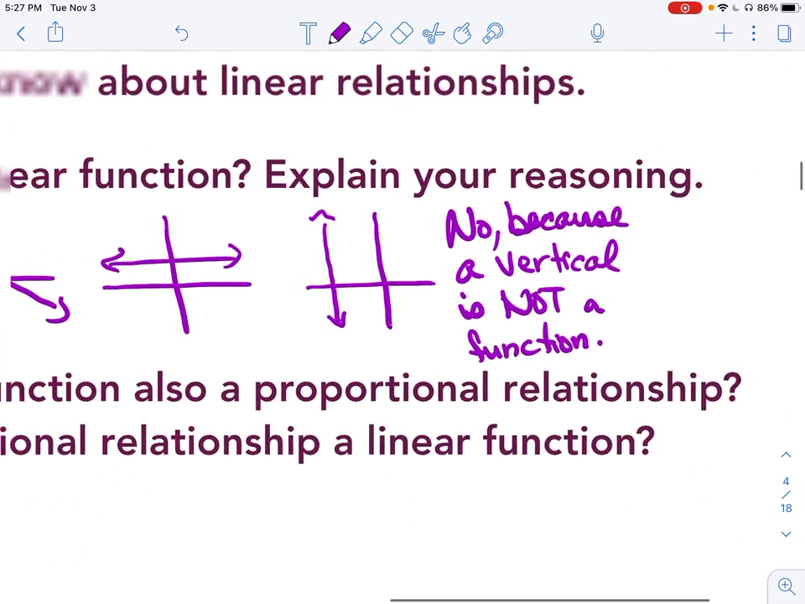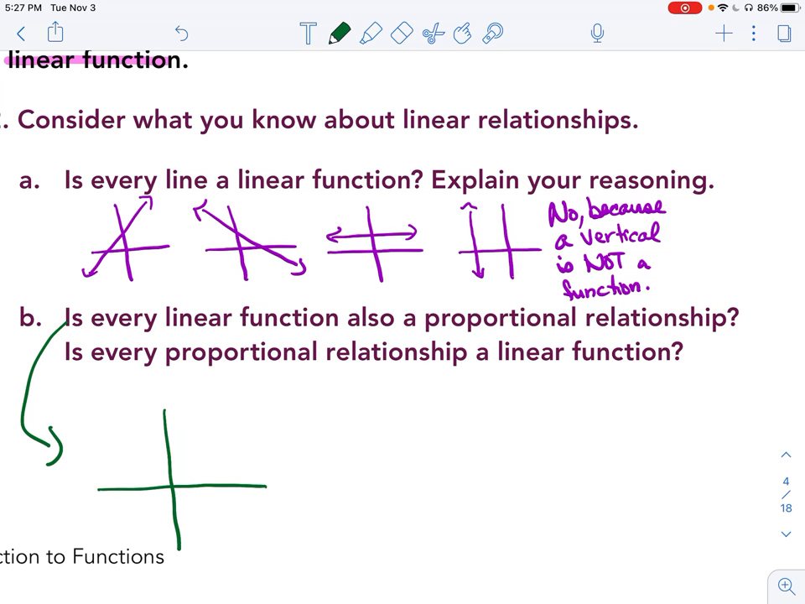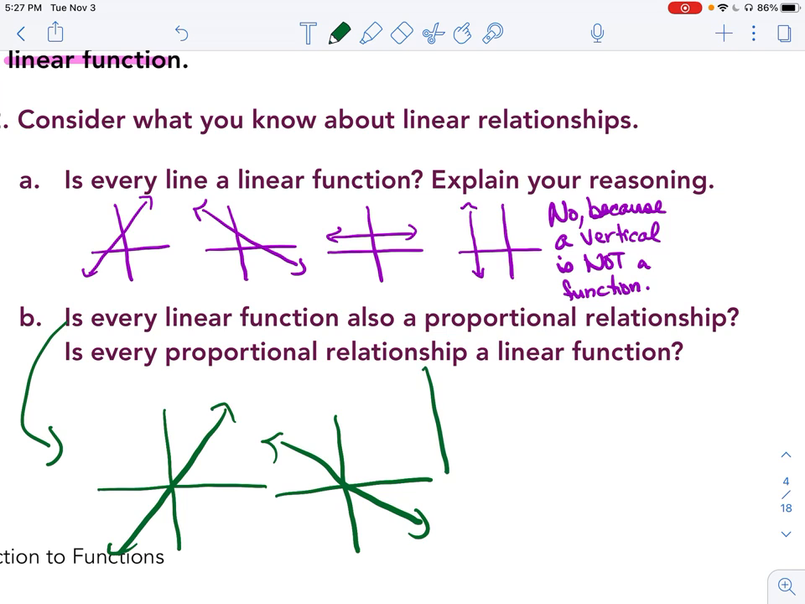Then it says, is every linear function also a proportional relationship? So is every linear function also proportional? That means do all lines go through the origin? Well, let's look at it. Does this one go through the origin? No.